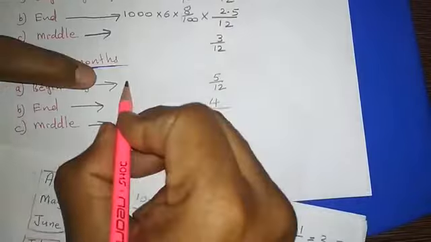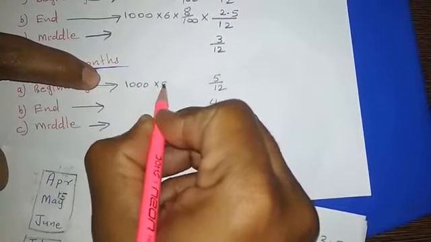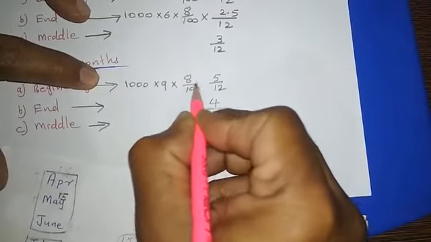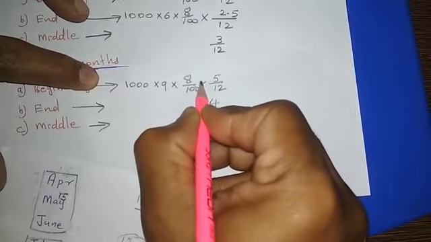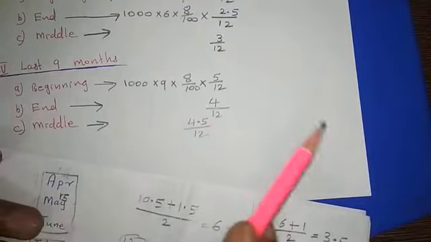And here how much will the total drawings be? Total drawings will be 1000 into 9 into 8 upon 100. 8 is an assumed figure. I told you if the rate is 8 percent, then only 8 is coming here. Okay, so this is clear.